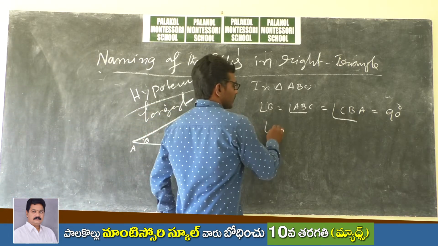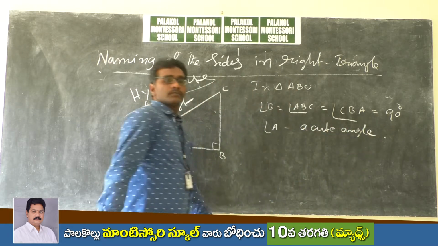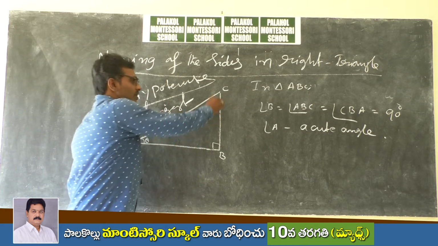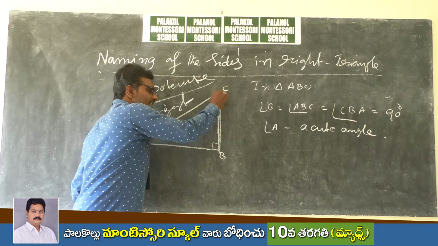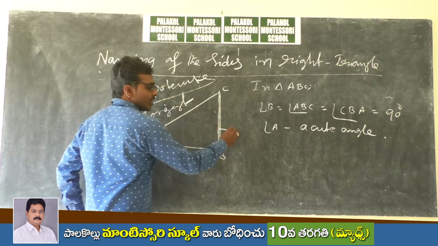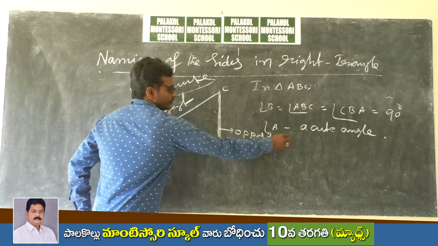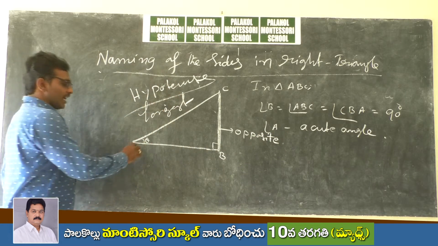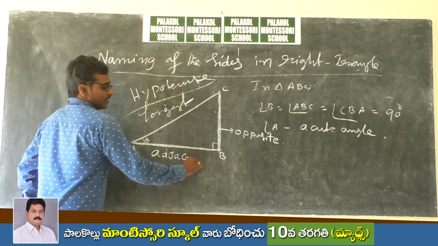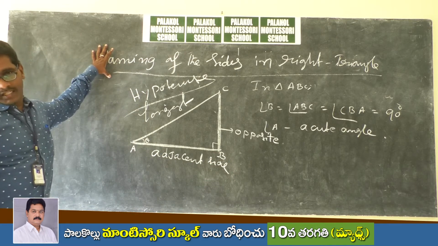And A is an acute angle in this triangle. Now, what about the side BC? BC is opposite to the acute angle, so it is called the opposite side. The remaining side AB is the adjacent side. So that is the naming of the sides in the right angle triangle.